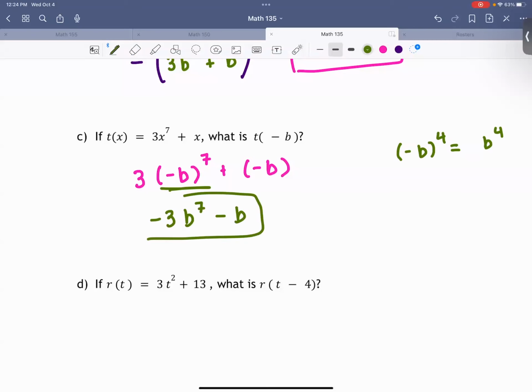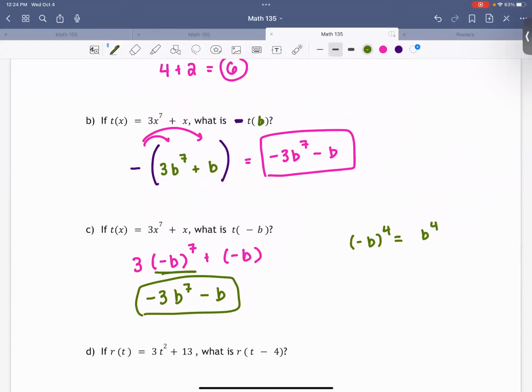Okay. Now, in this scenario, T of negative b and negative T of b ended up being the same answer. That isn't always true, okay? I think in the last example, we had an example where they were different expressions. It depends on the evenness or oddness of the function. You'll learn about that later if you go into calc or anything like that. But sometimes they're different, sometimes they're the same.